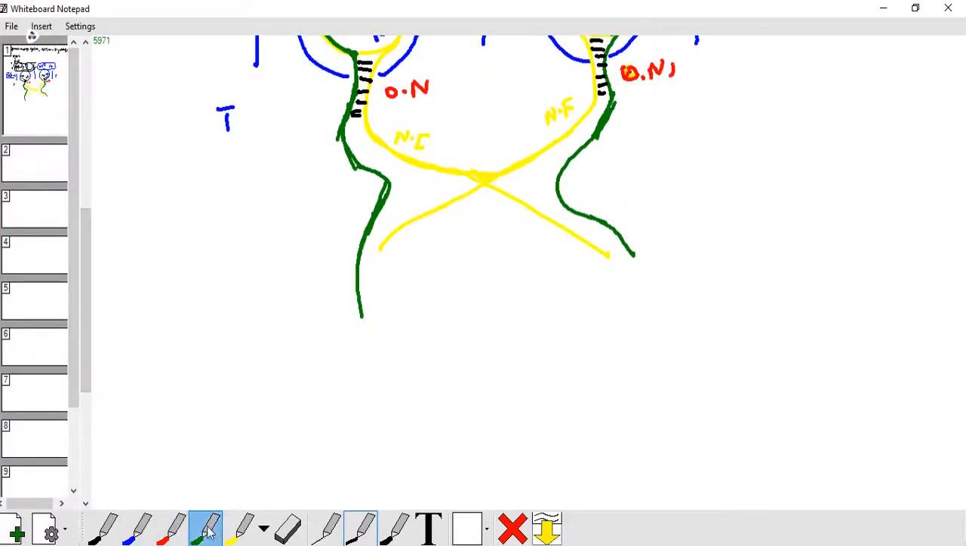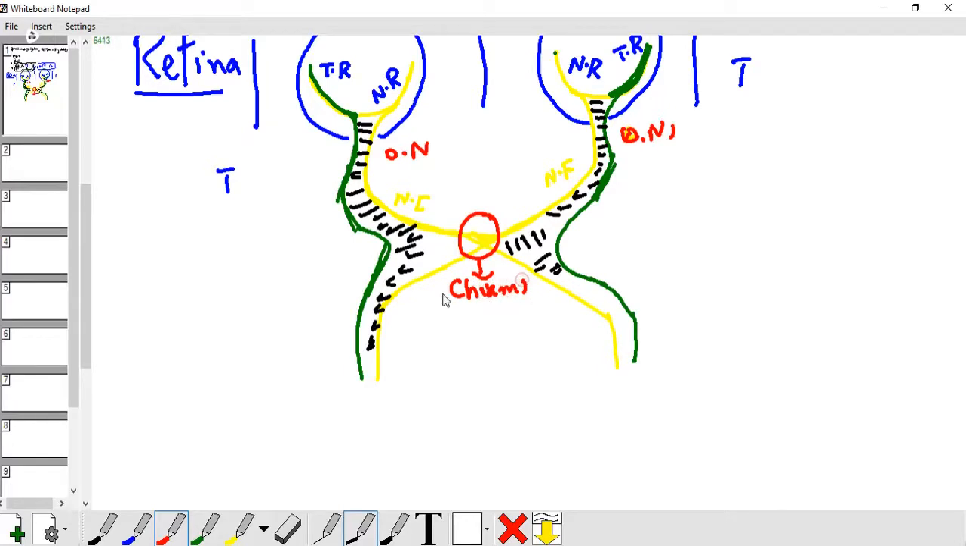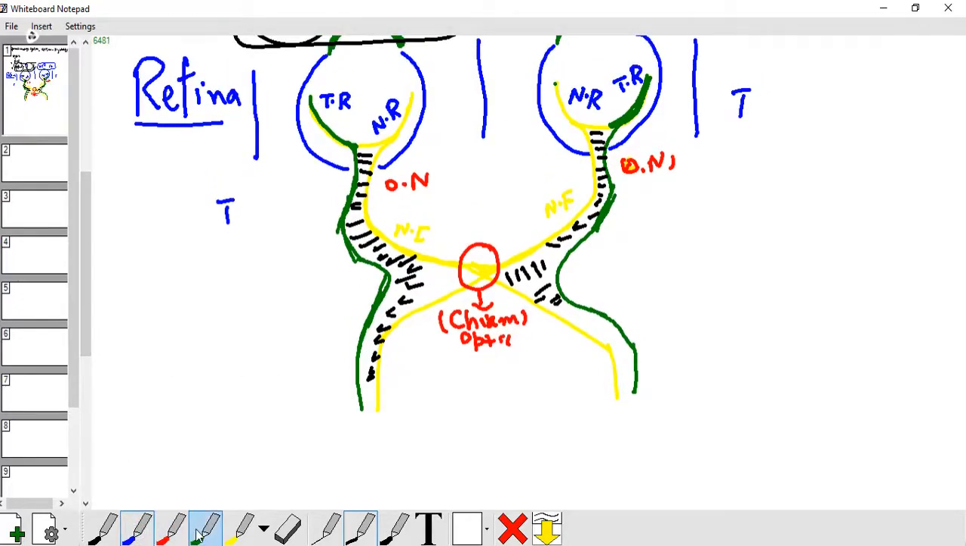Now if we go back, this structure is known as the optic tract. Here is the crossing: the two optic nerves cross each other, but not completely. This central point of the crossing is the optic chiasm, and the main fibers you can see in it are nasal fibers. The next level after the optic nerve is the optic chiasm, and after that we have the optic tract.